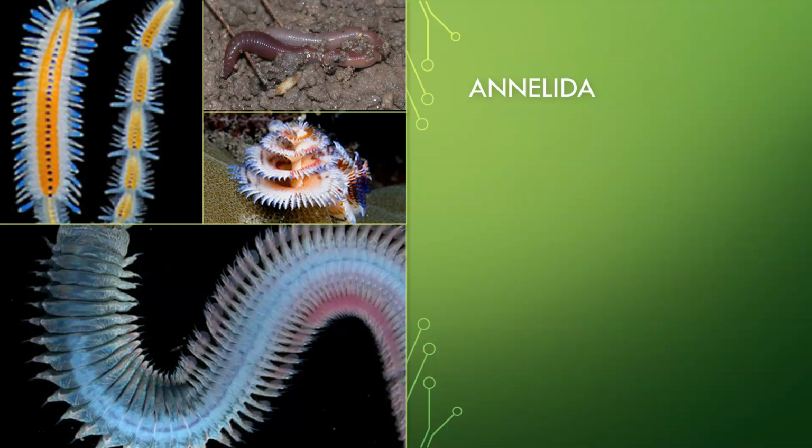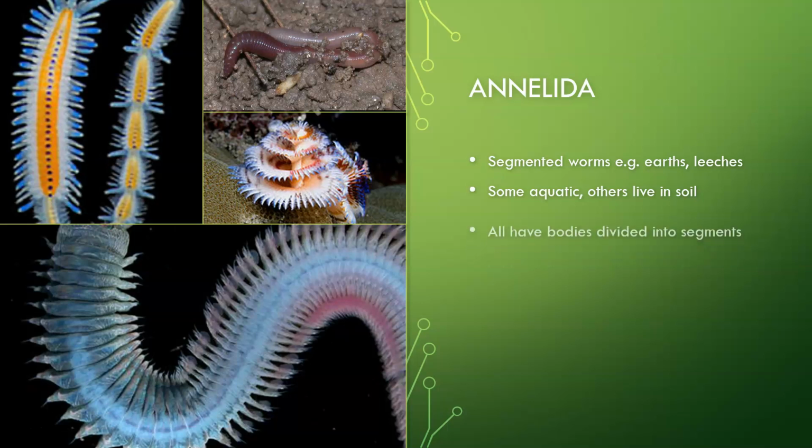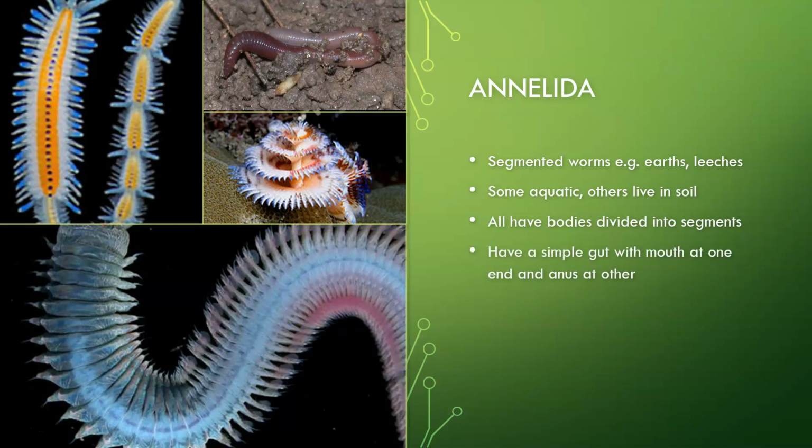We now move on to our Annelida. These are segmented worms, e.g. earthworms, leeches. Some are aquatic, others live in soil, but they do like a moist environment. They have bodies divided into segments, have a very simple gut with a mouth at one end and an anus at the other. They show, again, bilateral symmetry.